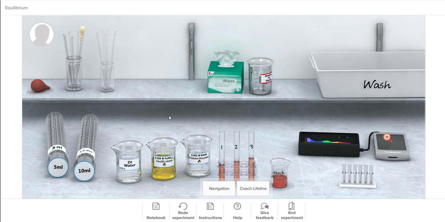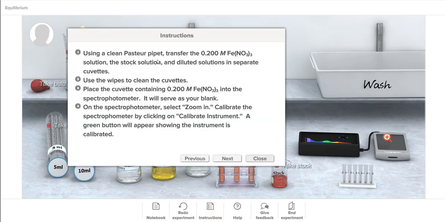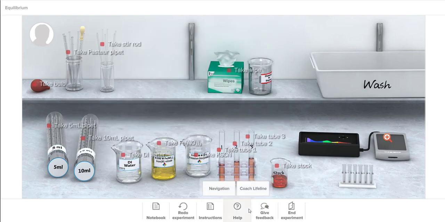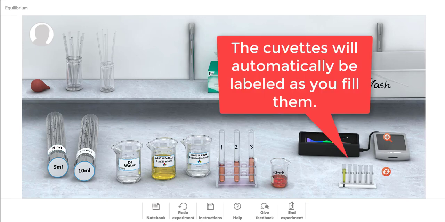So we're going to use the clean pipette, and this is a Pasteur pipette. If you're ever not sure what you can touch here, if you click navigation, it'll show you what these are called. So when the instructions say, for example, to use a Pasteur pipette, if you're not sure what that is, click on navigation and you'll see, oh, that's a Pasteur pipette. You're going to take that, and take the iron nitrate and put it into the first cuvette. And that will serve as our blank.